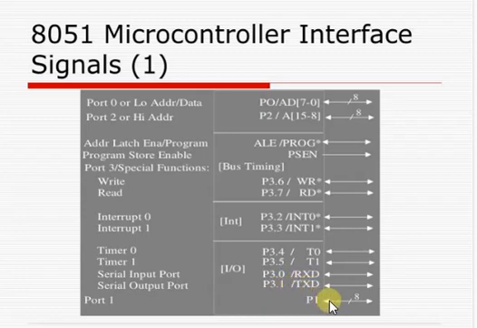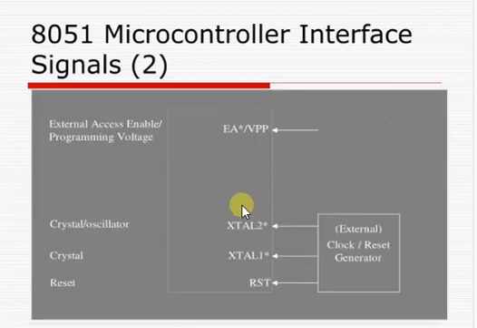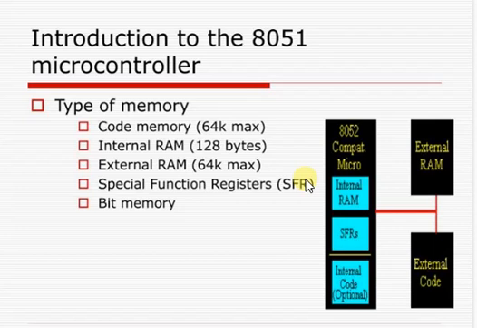Then port 1 is another 8-bit port. Here there are two interrupts: timer 0, timer 1, and serial input port, serial output port. Like that, different interface signals are indicated in this diagram. Then coming to the other signals, here is the power supply, then this is the clock and reset circuit shown in this diagram.